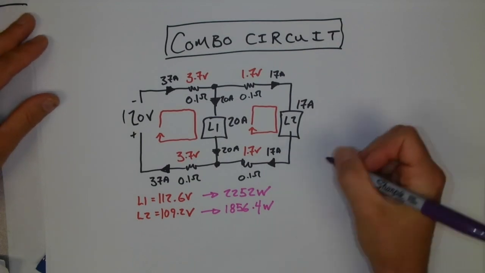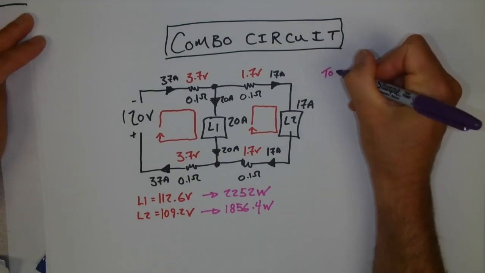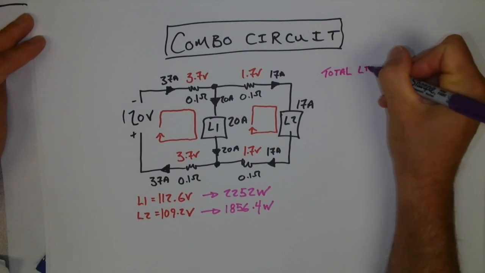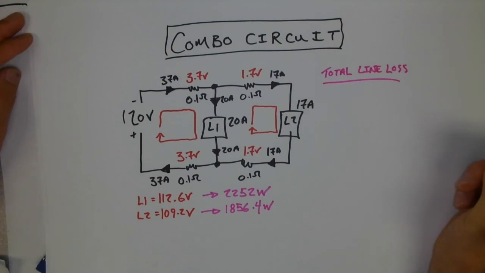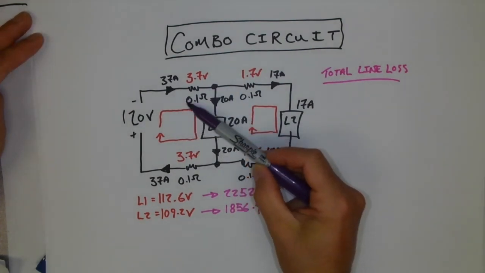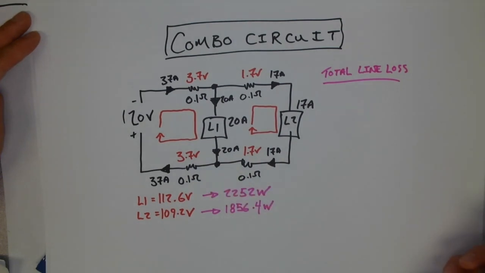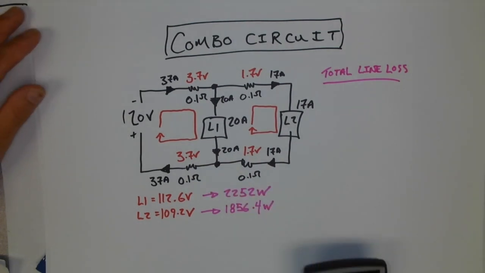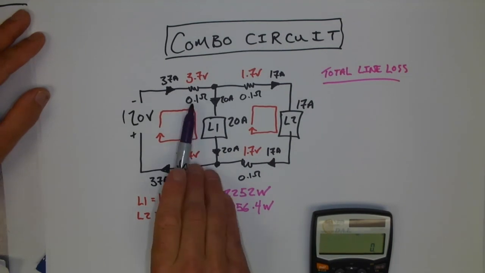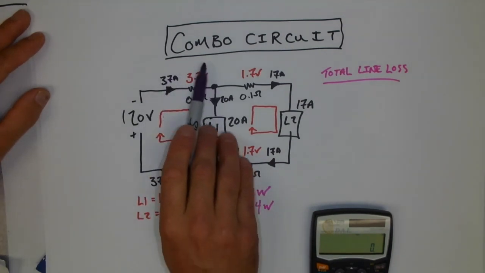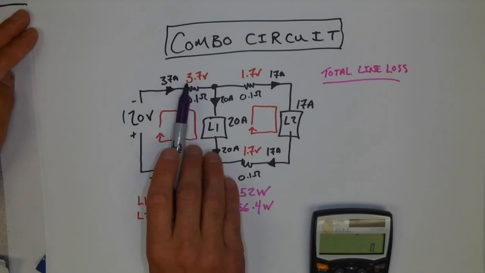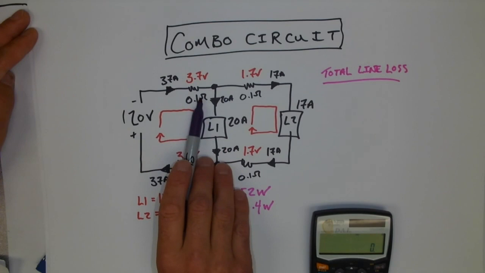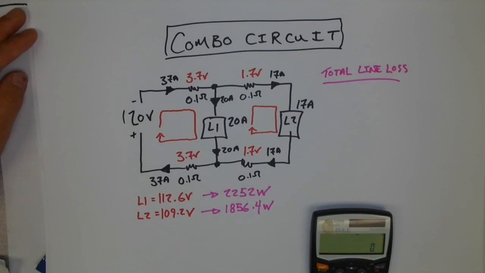What about the total line loss? So total line loss, well, that would be all of the power that is lost on my conductors. So my conductors here, all 4 of them, will have a certain amount of power that is lost in the form of heat. So that means that if I were to calculate this, I have a choice. I can either do E times I, or I can do I squared times R, or we can even do E squared over R. It's totally up to you. It doesn't matter. They'll all render the same answer.